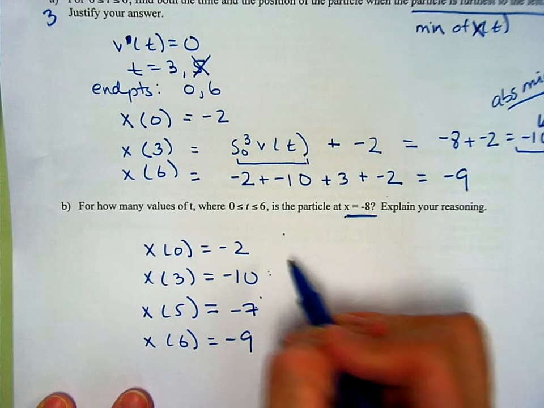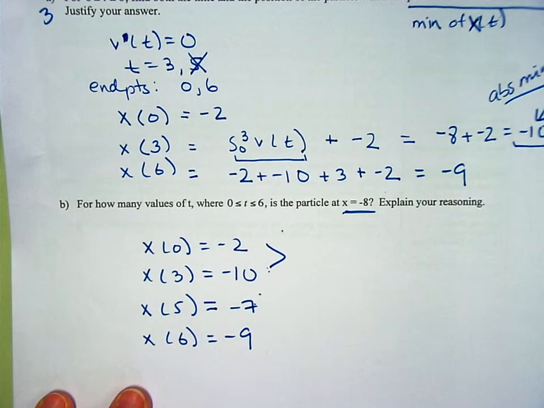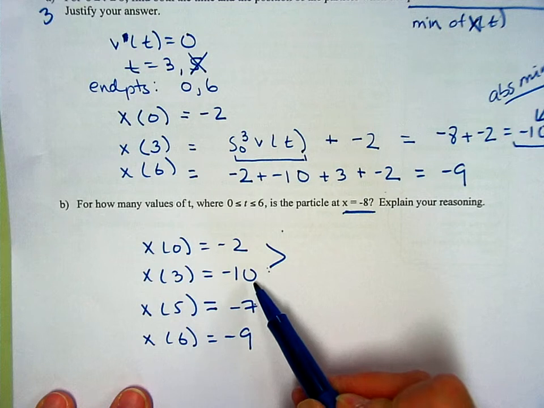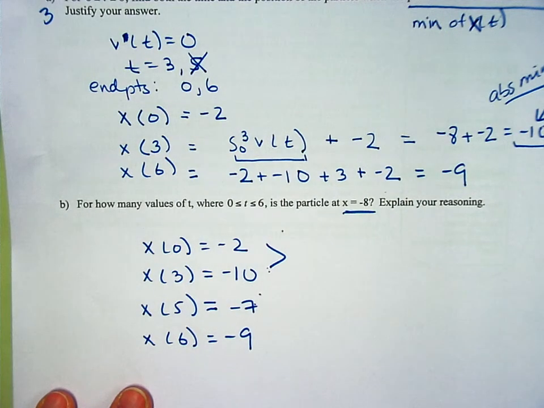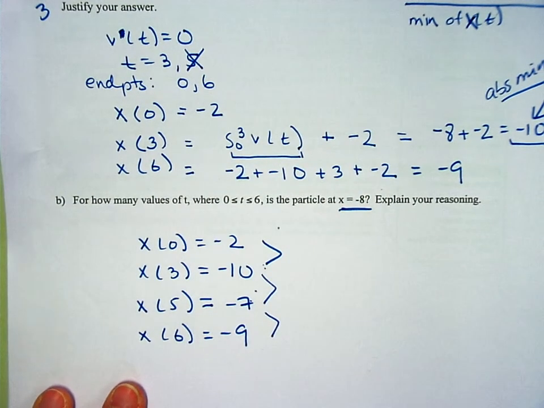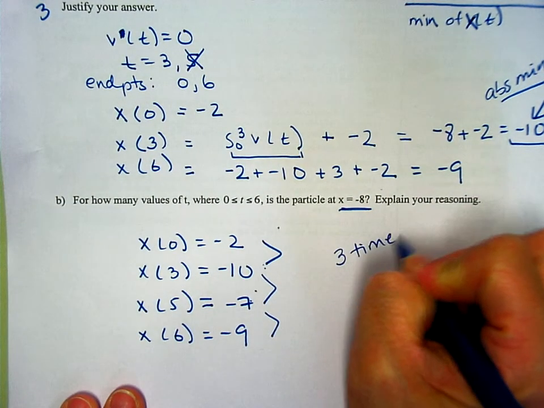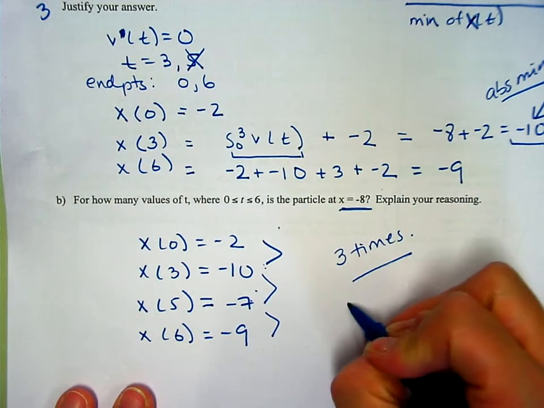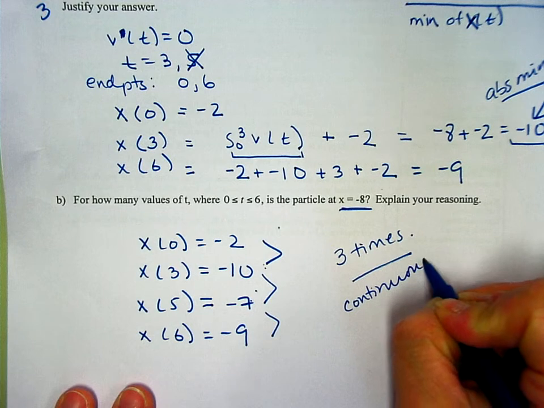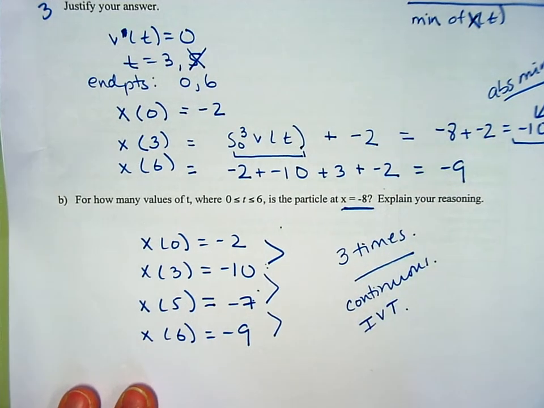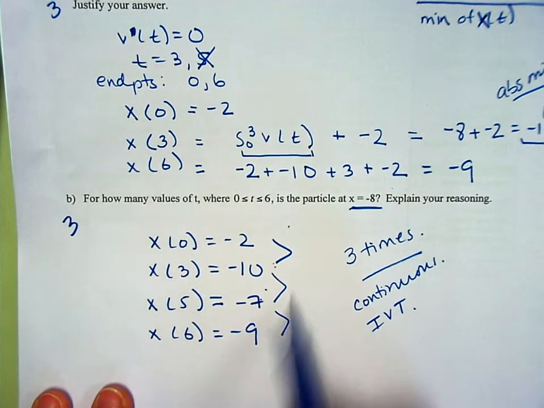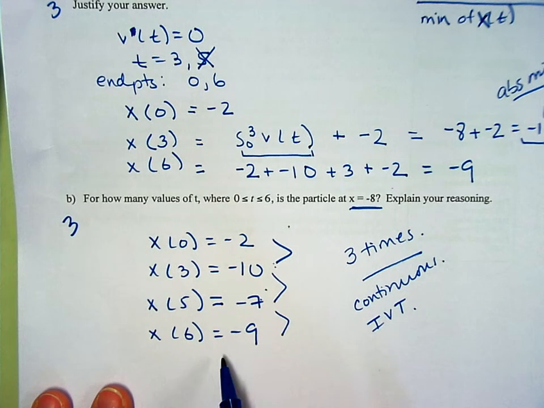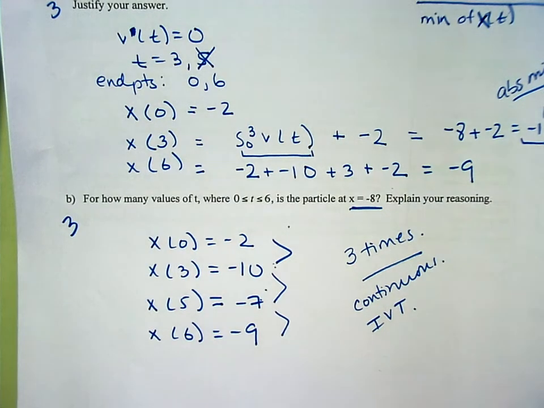So I know somewhere between here and here, because this is a continuous function, the y value goes from -2 to -10, so it's got to hit -8 at least once there. It also has to hit -8 once there. It also has to hit -8 once there as well. So it is going to be at least 3 times it has to hit a value of x equals -8, and it's because this is a continuous function. And this is really your intermediate value theorem that they're talking about here. It's 3 points here for showing that you considered all these possibilities, and then your answer 3 times, show them that you understand because it's continuous or using the intermediate value theorem.